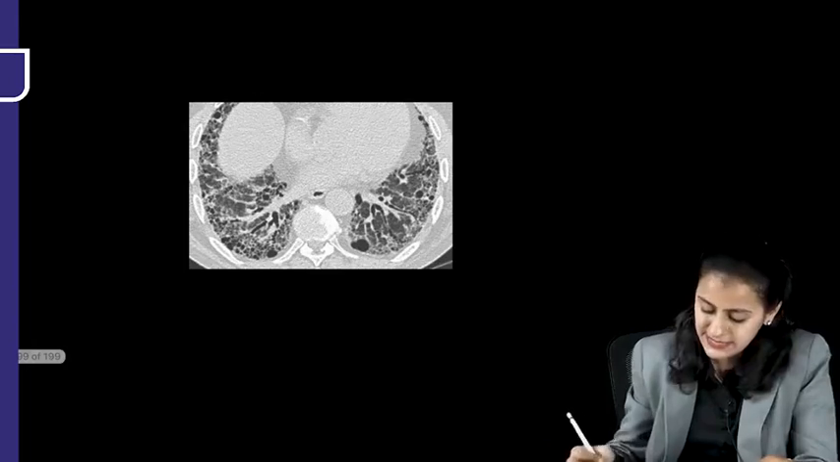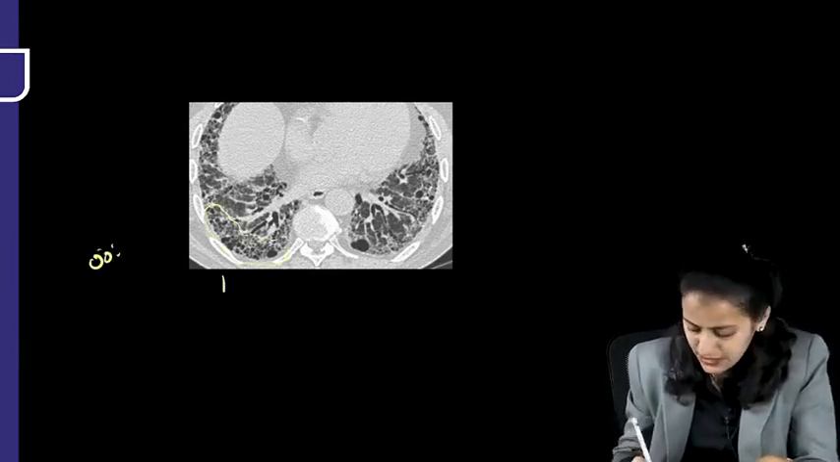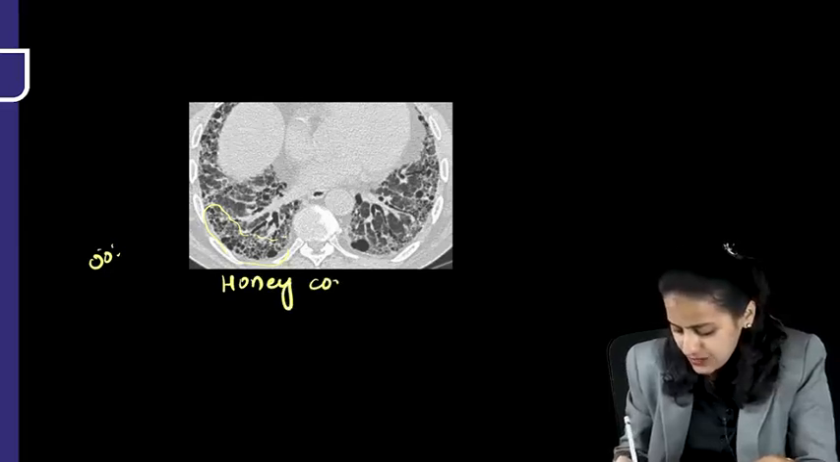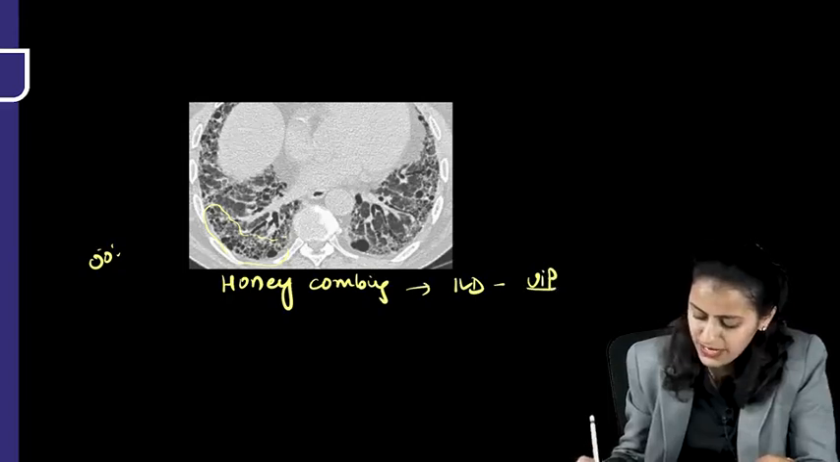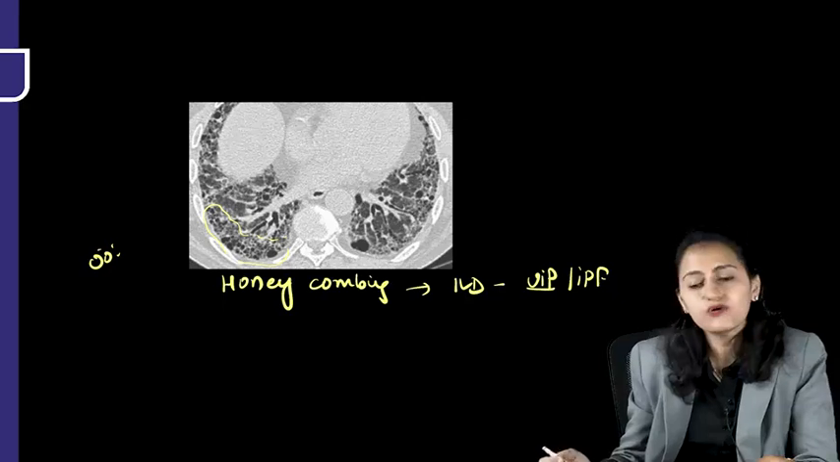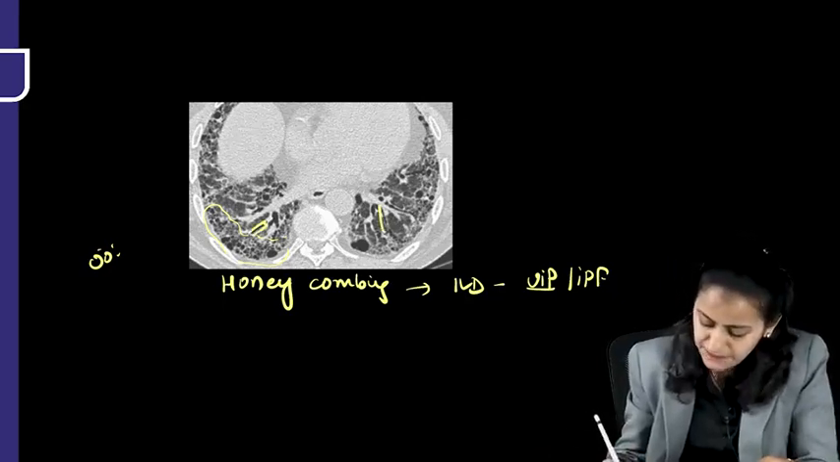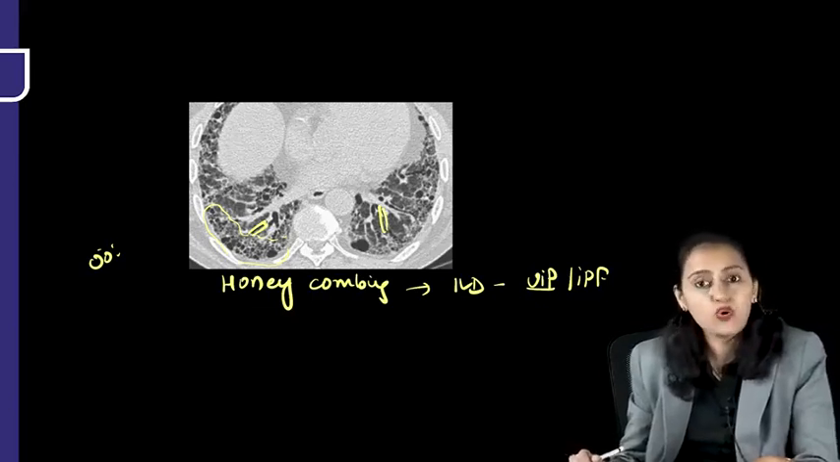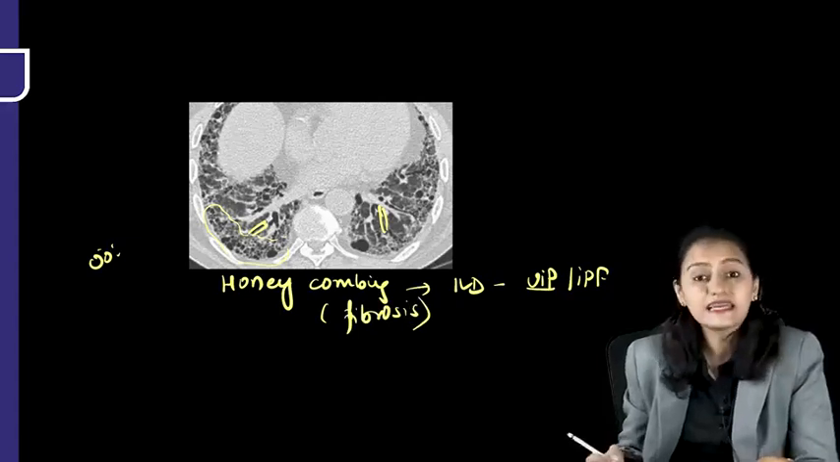Next one, what is this CT scan showing? So this is honeycombing, the air-filled cysts one above the other. This honeycombing appearance is seen in interstitial lung disease, the UIP pattern or the IPF pattern, usual interstitial pneumonia or idiopathic pulmonary fibrosis. Along with that, you see traction bronchiectasis also. This is suggestive of irreversible fibrosis occurring in the lung.